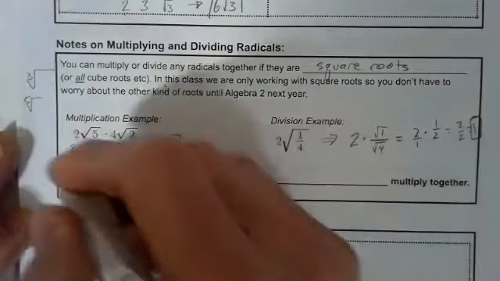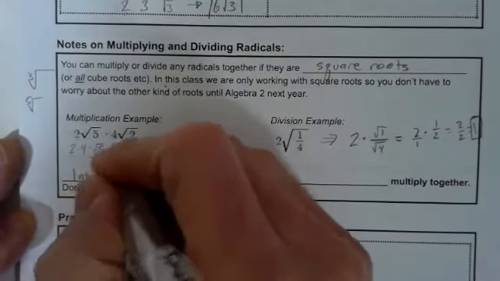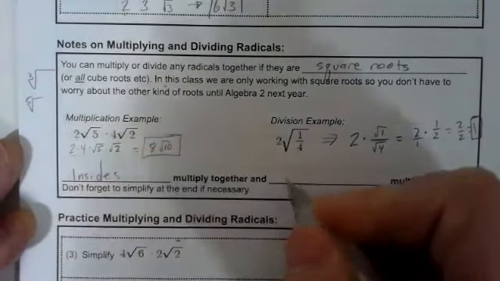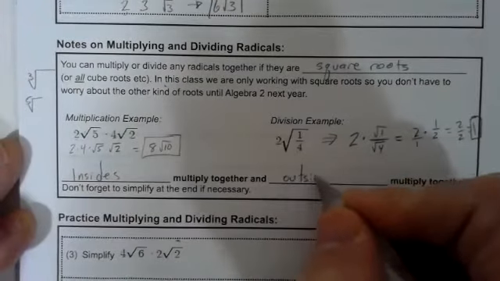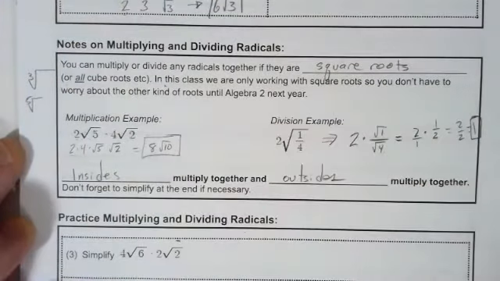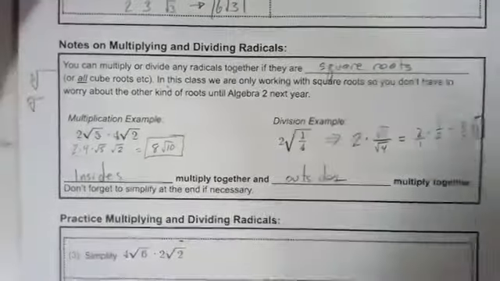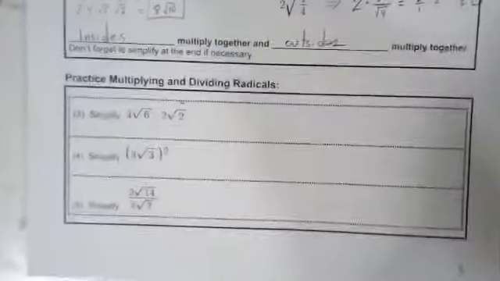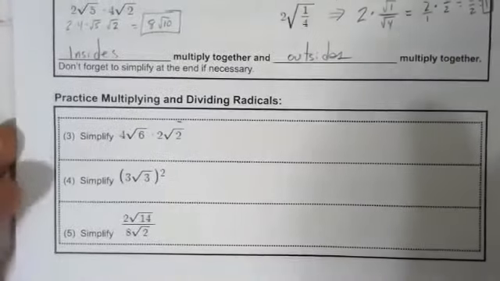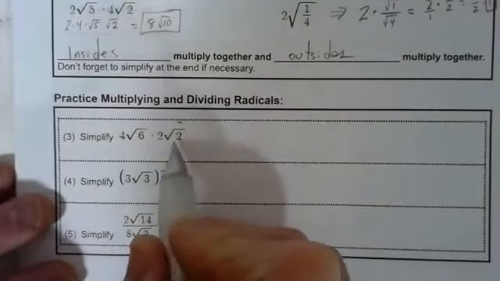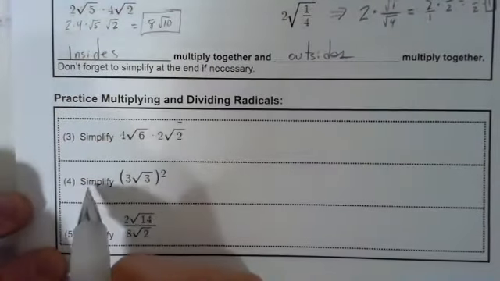Okay. So insides multiply together and outsides multiply together as well. Okay. So let's do 1 or 2 of these together, and then you can practice the rest on your own. So 4 root 6 times 2 root 2 is real similar to this one we did up here.